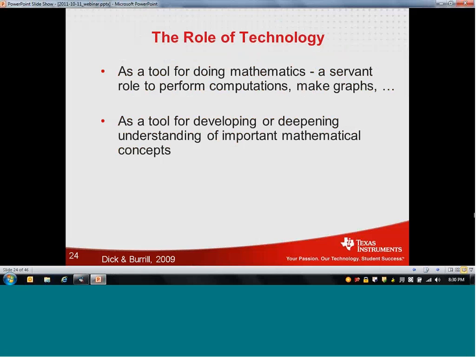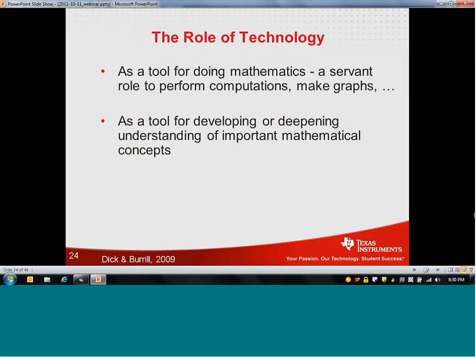So before we go into the next example, it'll actually illustrate what we've found helpful to think about: two different lenses you can use to think about the role of technology in a math classroom. One of those roles is a tool for just doing the mathematics. It's like a task servant. You have some computation you want performed. You have a graph you would like plotted. You have a spreadsheet you'd like filled out. You'd like some statistics calculated.